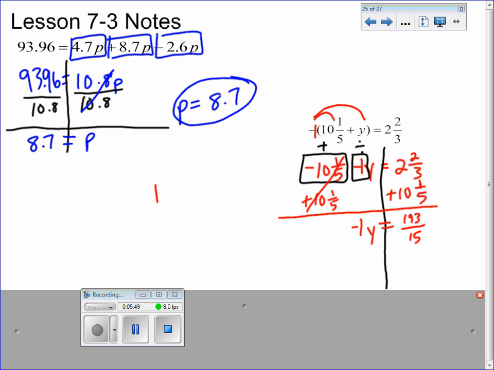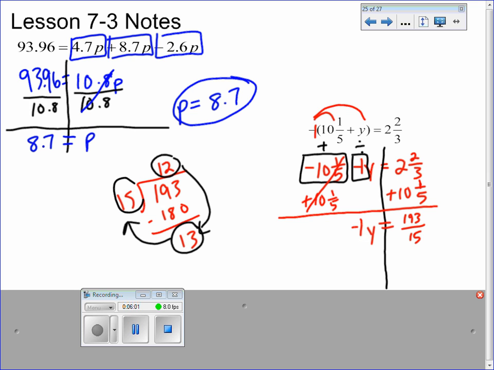When we do the long division, it goes into there 12 times to get 180. Subtract that, you get 13. So we're going to get 12 and 13/15. So negative 1y equals 12 and 13/15. Now we need to divide both sides by negative 1, and then we should get y equals negative 12 and 13/15.